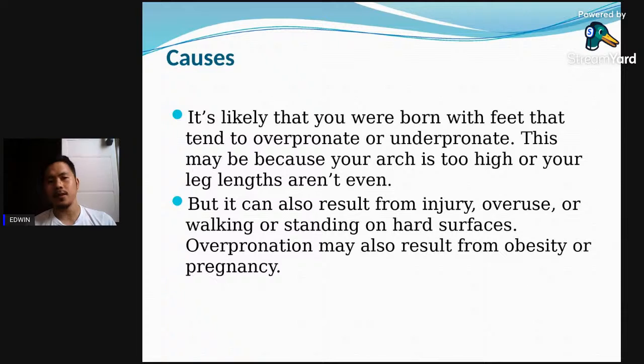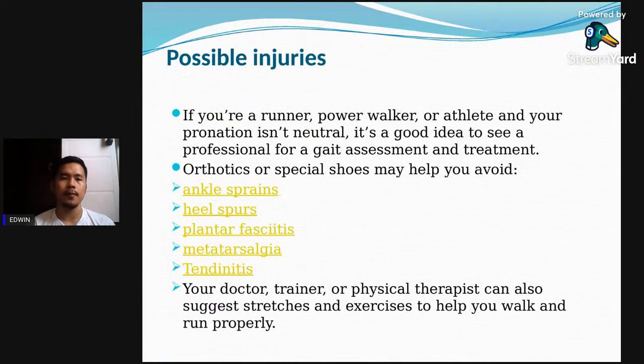Causes: it's likely that you were born with feet that tend to overpronate or underpronate. This may be because your arch is too high or your leg lengths are not even, but it can also result from injury, overuse, or walking or standing on hard surfaces. Overpronation may also result from obesity or pregnancy.